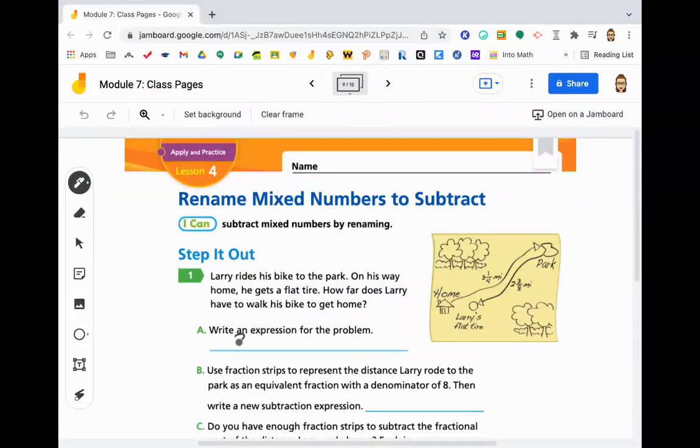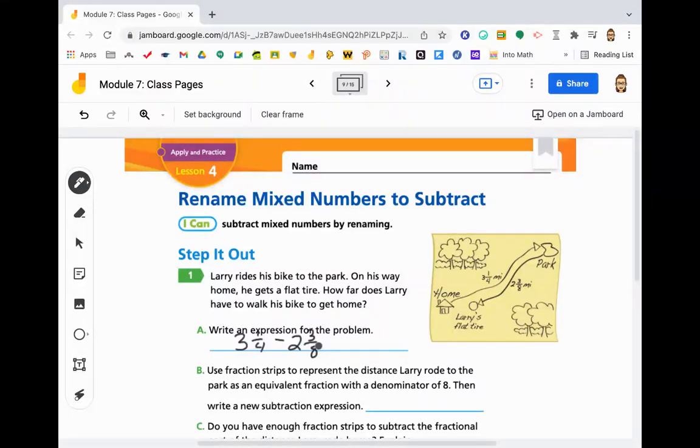We're going to start with 3 1/4. And then he has gone 2 3/8 of the mile. So 2 3/8. So that would be our problem. It says use fraction strips to represent the distance Larry rode to the park as equivalent fractions with the denominator of 8, and then write a new subtraction expression. Well, we're just going to write our equivalent fractions.